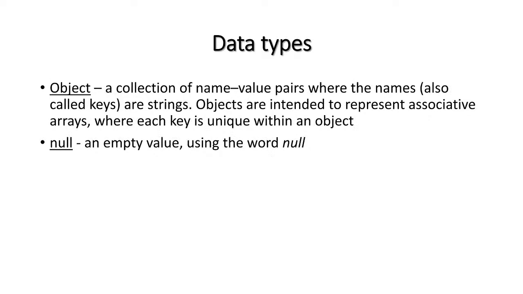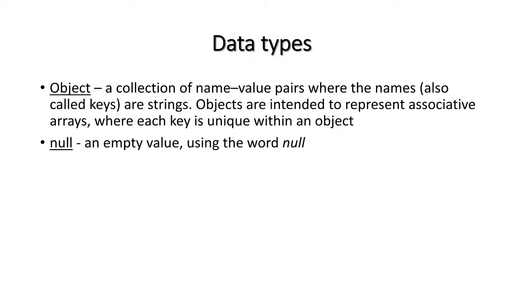And yeah, the object type is a collection of name-value pairs where the names, also called keys, are strings. Objects are intended to represent associative arrays where each key is unique within the object. Right, also just straightforward.